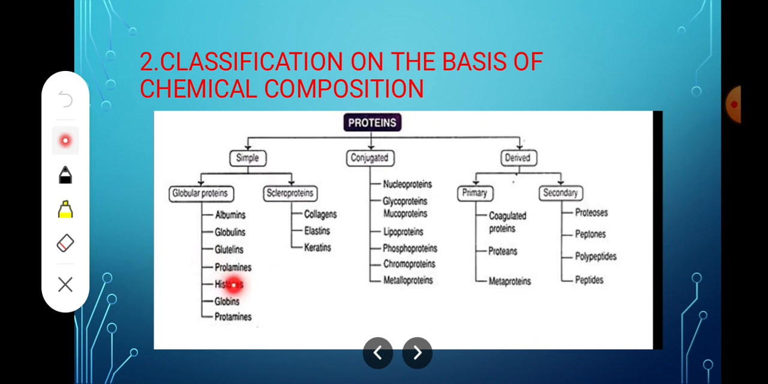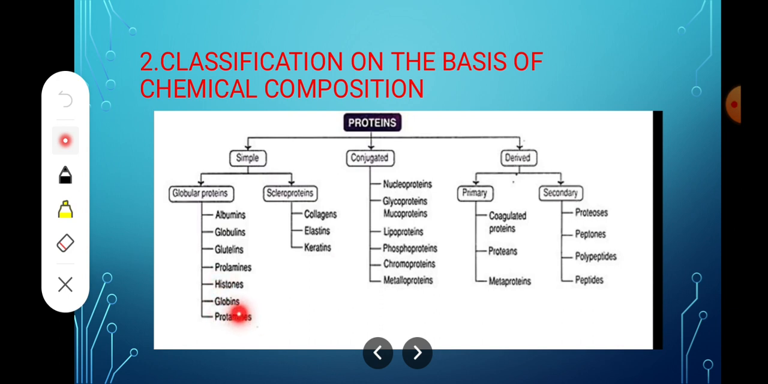Then next, prolamins. Prolamins are also simple proteins. They are soluble in 70 to 80% ethyl alcohol, but they are insoluble in water, absolute alcohol, and other neutral solvents. Next, histones. Histones are also simple proteins, soluble in water and dilute acids, but insoluble in ammonia. Examples of the histone proteins are histidine, arginine, and so on.